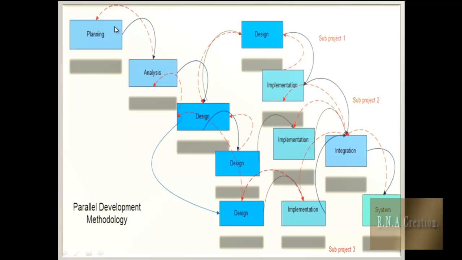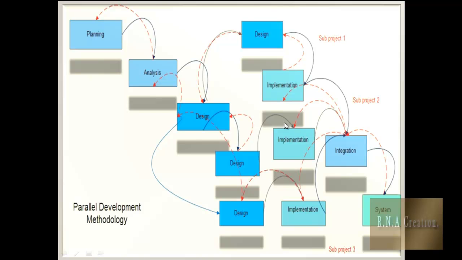If you see, the planning is going to the analysis, and the analysis is going to design, and now it gets divided into 3 sub projects. Once it gets there, the designing for the 3 sub projects starts, and it goes to the implementation. Whatever you want to change, because they are small sub projects, you can go back very fast to the design, make the modification and come back.